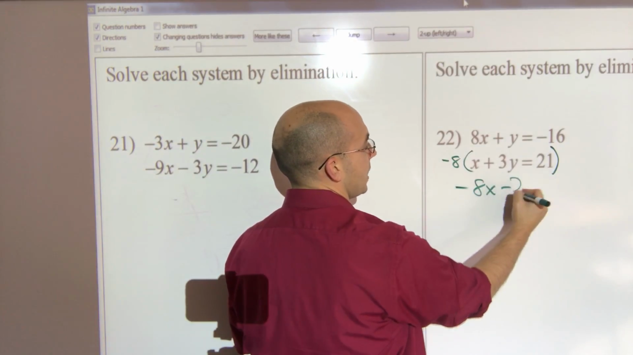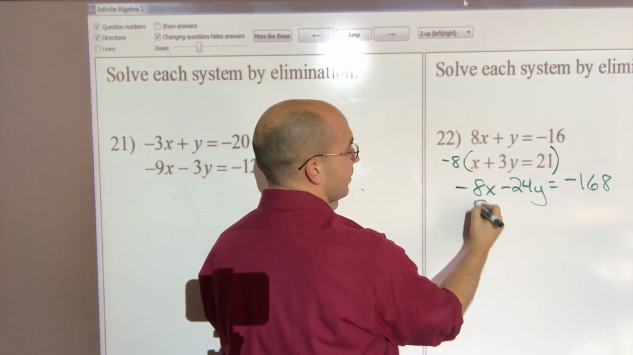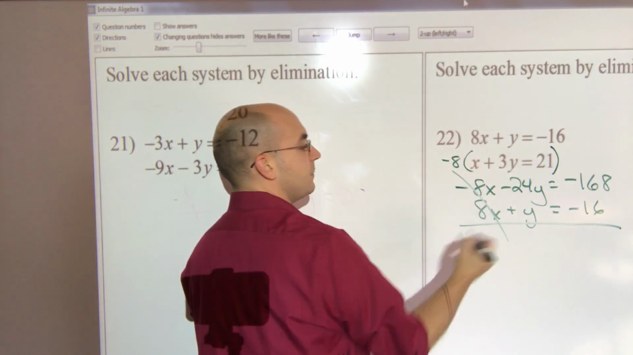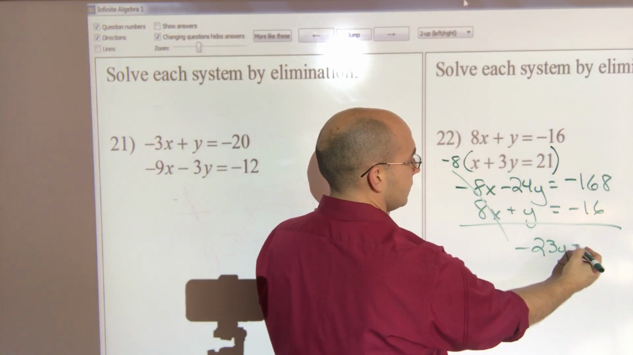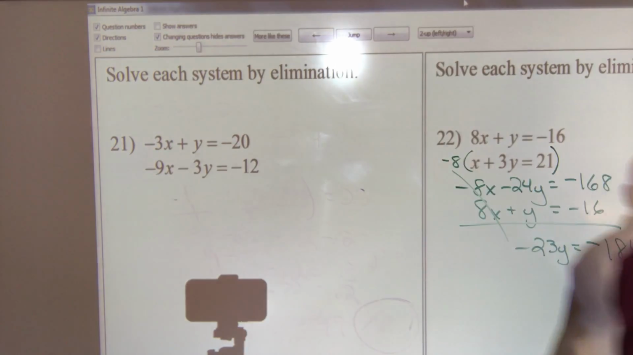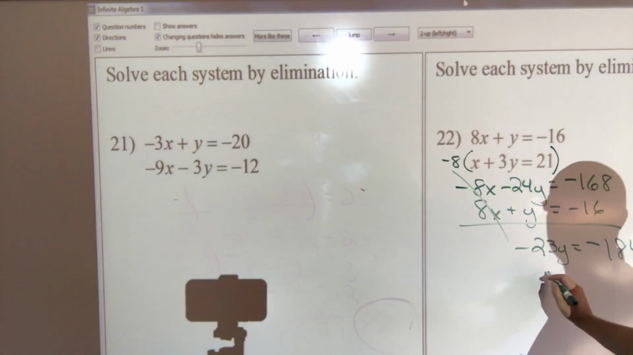So negative 8x minus 24y is going to equal a negative 168. These numbers are big. I'm just writing the first equation down again to make my life a little bit easier. So negative 8x and 8x cancel out. I'm going to be left with negative 23y, and that is going to equal a negative 184. Now you would divide by negative 23 on both sides, and you should get y equals 8.